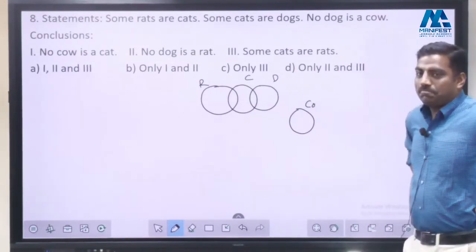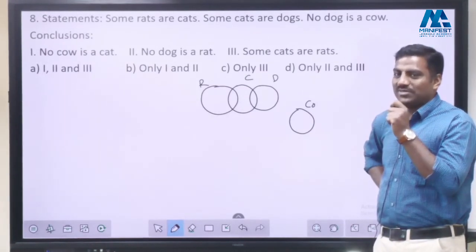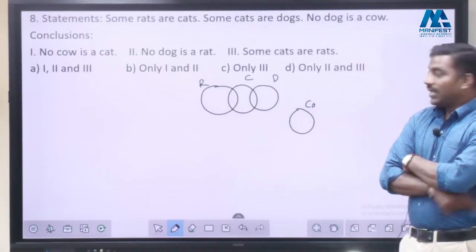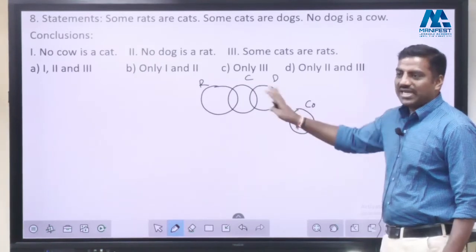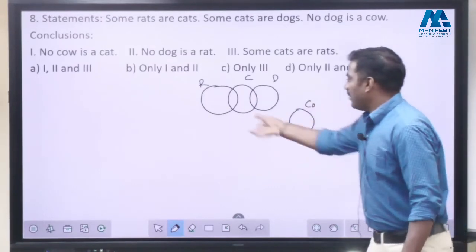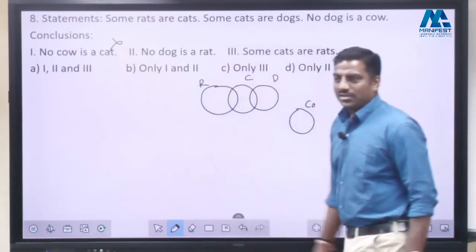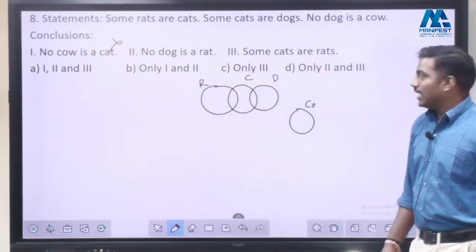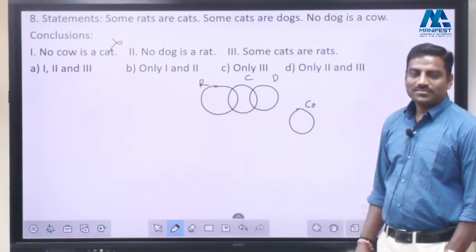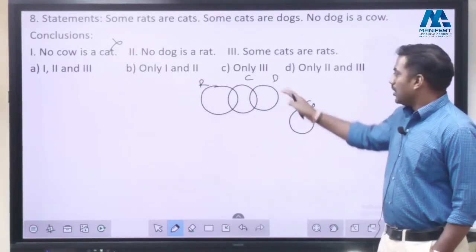Now, draw the conclusion. No cow is a cat. You want to defeat the conclusion always. No cow is a cat. Can you conclude this? In this diagram, fine. No cow is a cat. But is it the ultimate diagram that we have? This can come and join here, no? So, this is gone. Now, your life will become even more hell. No dog is a rat. In this diagram, no dog is a rat.